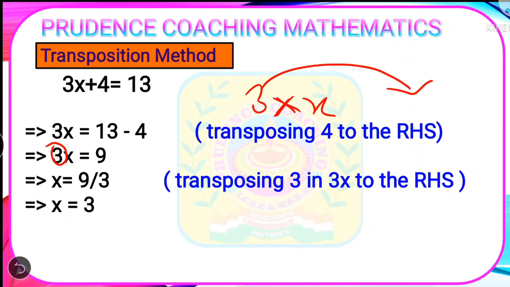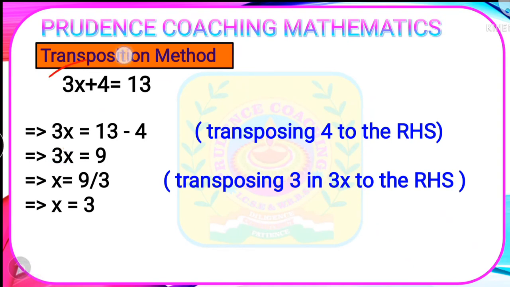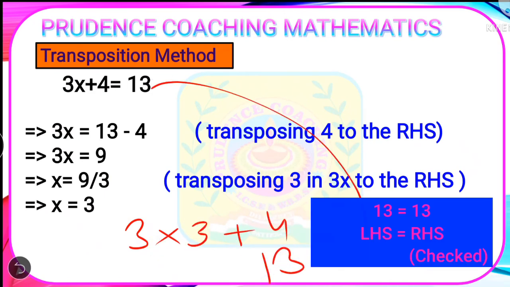As you can see, in the previous method also we got 3, and here also 3 for the same equation. You can also check this equation. So 3 into 3 plus 4. We get 3 into 3, 9. 9 plus 4 is 13, as it is there on the right hand side. Therefore it is correct, the value of x is 3. So these are the two methods.